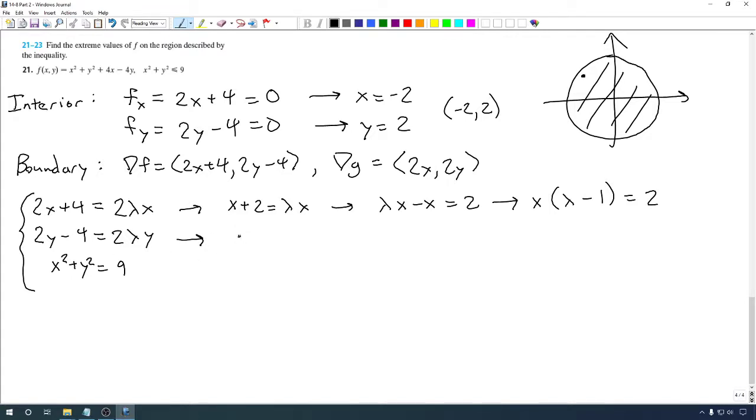On this one, again, we divide by 2. We have y minus 2 is equal to lambda y. Moving the y over to the other side, we have lambda y minus y is equal to negative 2 this time. We can factor out the y, so we get y times lambda minus 1 is equal to negative 2.